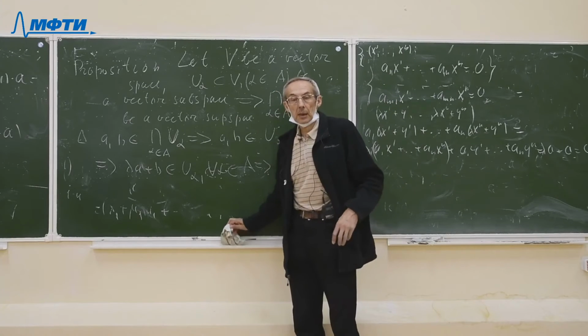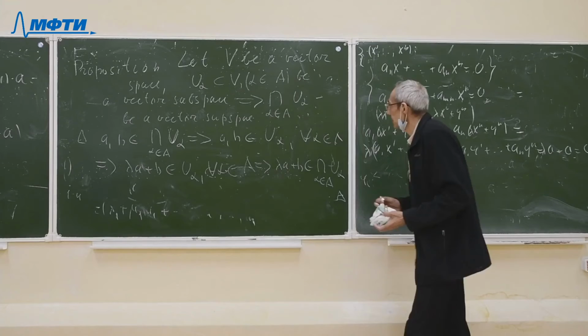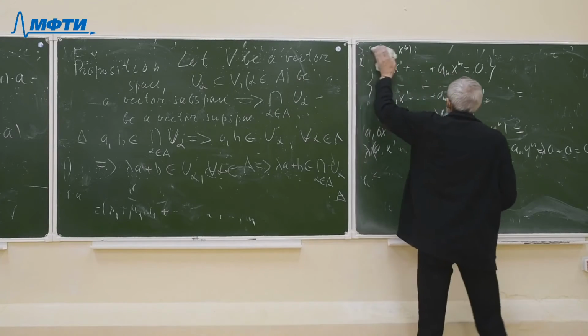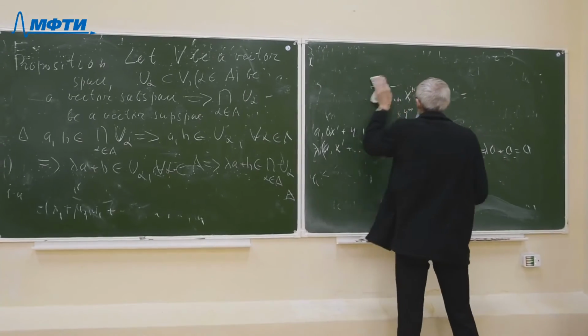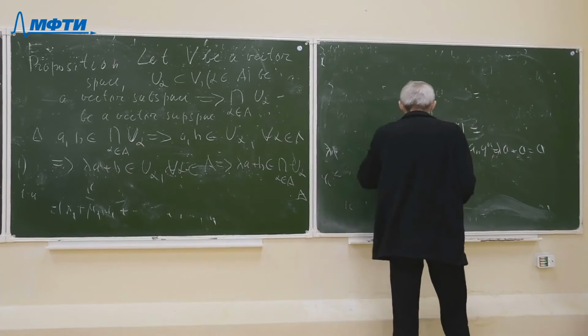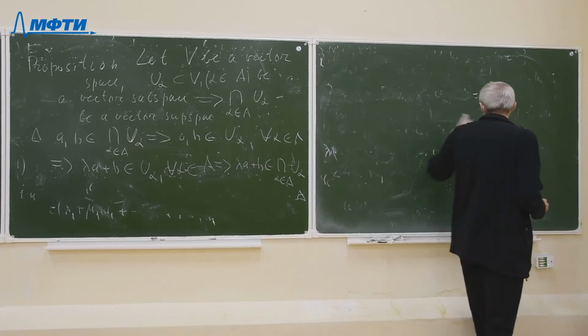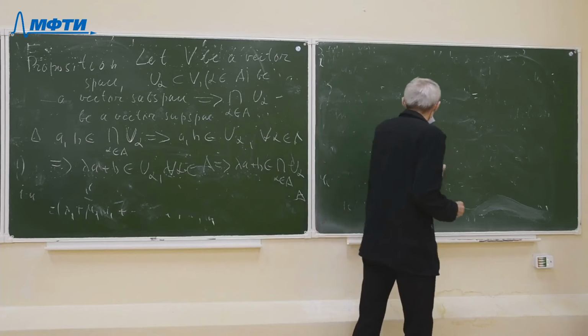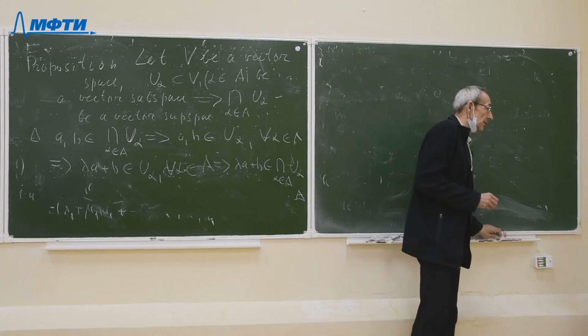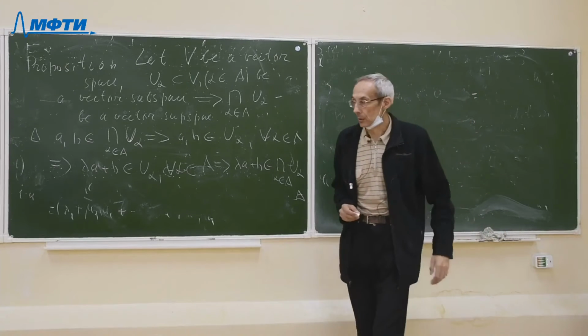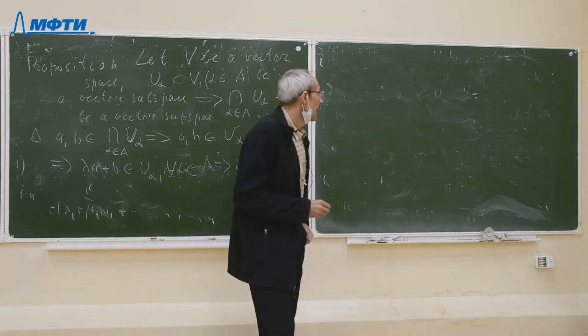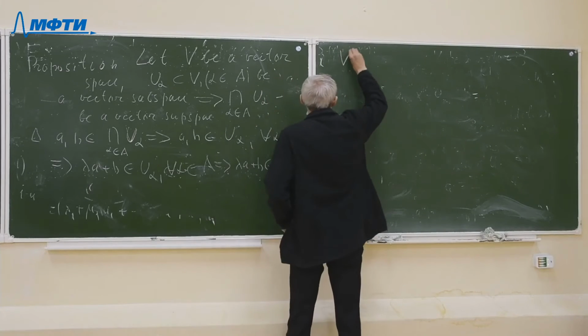And consider the other operation, the so-called sum of subspaces. What does sum mean? Sum is some analog of the union of sets. What does sum mean? Let V be a vector space.